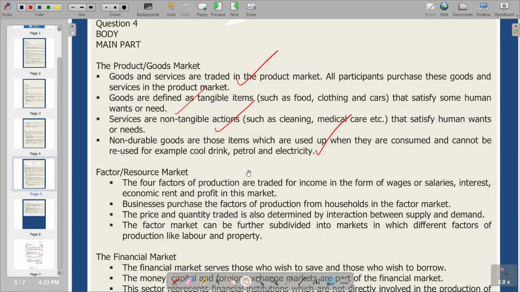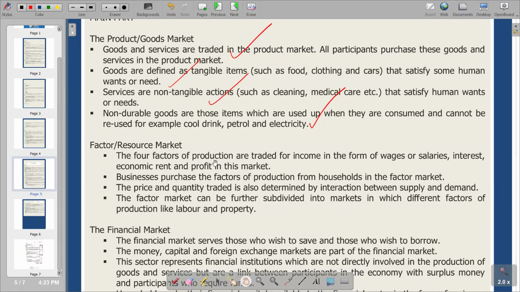Then we go to the next market that we have, which is going to be the factor or resource market. So the four factors of production are found in the factor or resource market. So we are saying the four factors of production are traded for income in the form of wages or salaries, interest, economic rent, and profit. Remember, wages or salaries, interest, economic rent, and profit are the factor income. After offering your factors of production, you receive them as income.